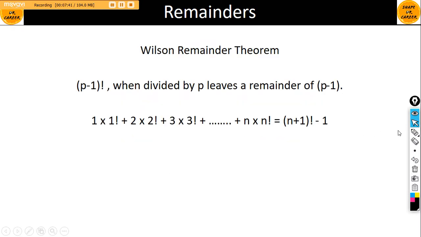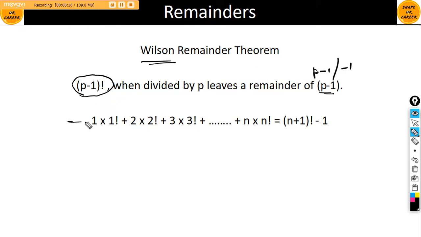Now further is Wilson's remainder theorem, which is very important. So questions do come in exams based on the same. So in this case, we can say p minus 1 factorial when divided by p leaves a remainder of p minus 1, or we can say minus 1 also, right? As we have discussed earlier, if remainder is negative, we need to add divisor to it so that my remainder becomes positive. So either we can say p minus 1 or minus 1, it is the same.